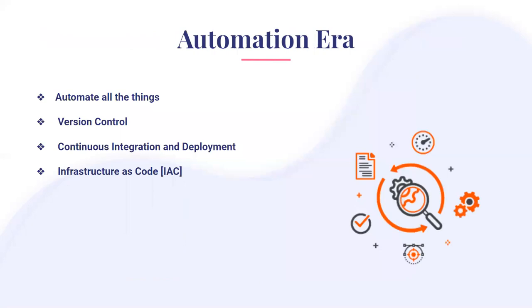In today's automation era, we are trying to automate all the things with great speed, but at the same time we need version control also. So if suppose something goes wrong, you can get back to the earlier version. You will also need continuous integration and deployment. That's the CI/CD part.